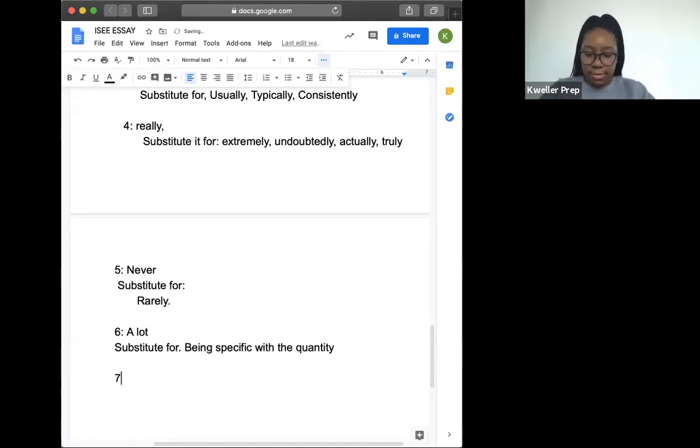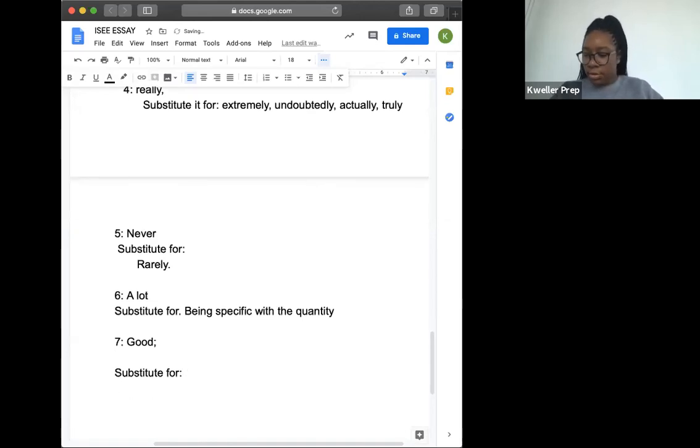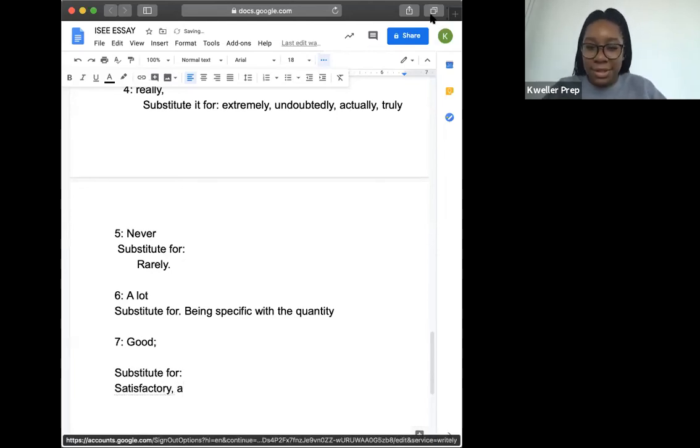The next one that we're going to do is "good." Not Google, good. Good is not an adequate description of something. It's also rather subjective, meaning that what you think is good may not be good to someone else. You need to use a word that is specific. So you could substitute it for satisfactory or adequate.